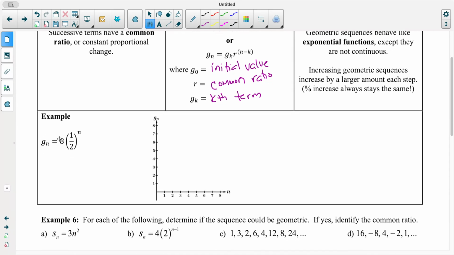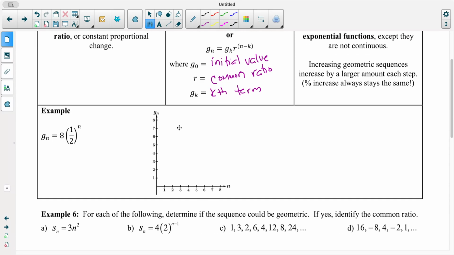It doesn't have the n minus k on it. So my initial value is 8, and I am multiplying successive terms by a half. So if I needed, again, to make a chart, if I substitute in 0, anything to the 0 power is 1, so it's just 8 times 1. That's why it's 8. First term, 8 times a half would be 4. Second term, well, 1/2 squared is 1/4, and 8 times a fourth is 2.